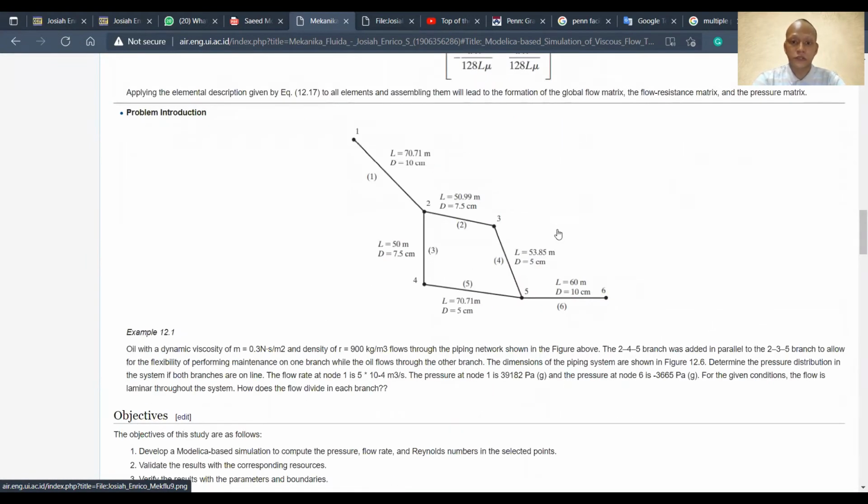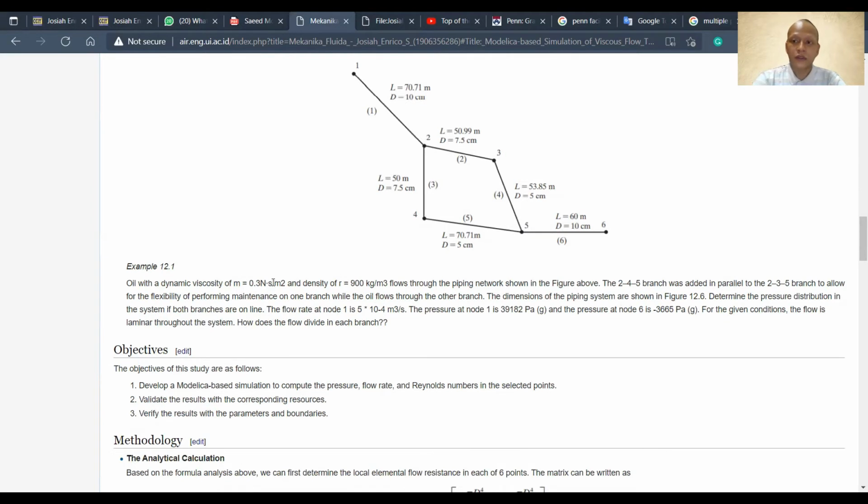So this is the problem we are going to solve. As you can see, there is a multiple pipe system right here. It consists of 6 different points and 6 different pipes connecting those points. And also, as you can see right here, there are other properties like length and diameter for each pipe. We also have fluid properties like dynamic viscosity and density. And then we have the boundary conditions: at the first node, I mean the inlet, and at the sixth node, I mean the outlet.